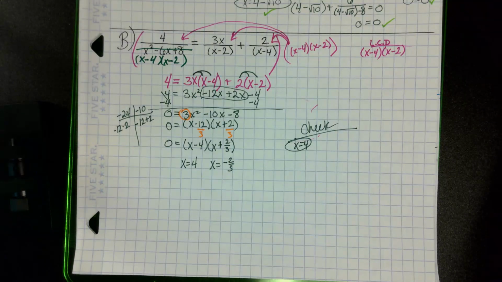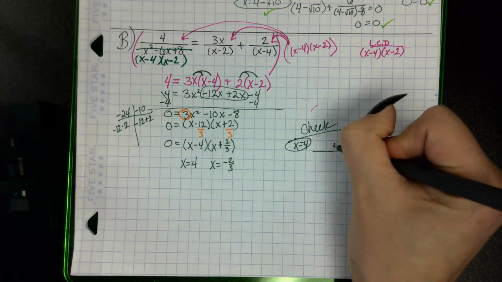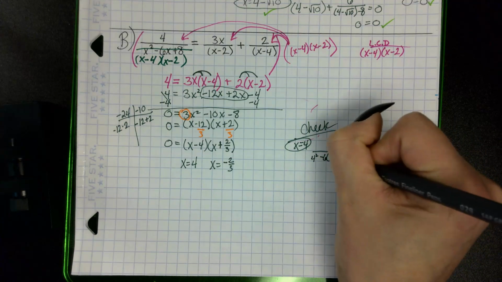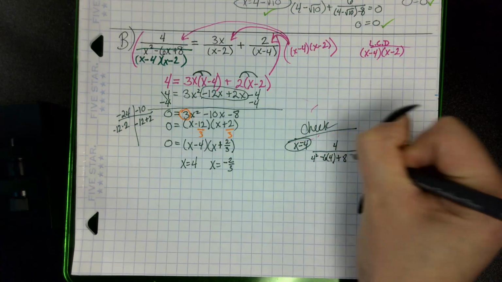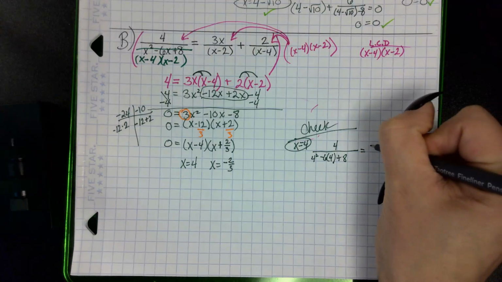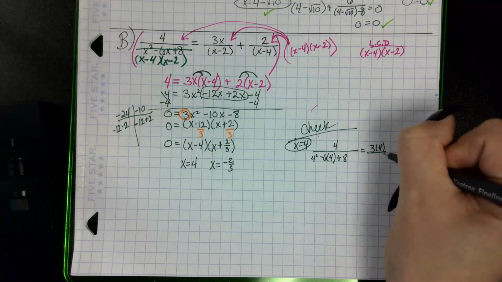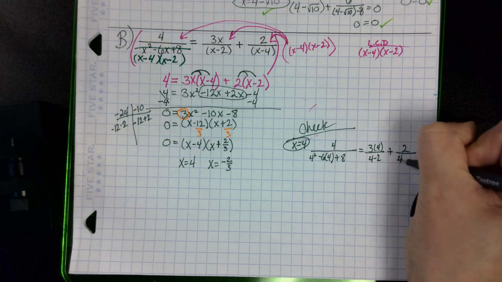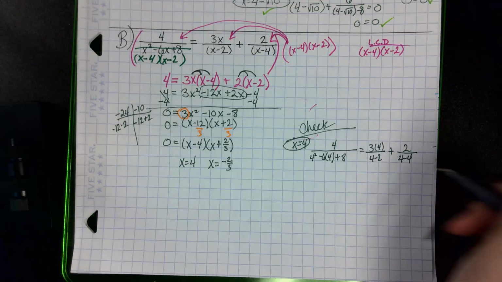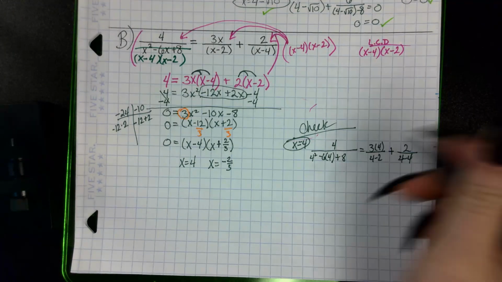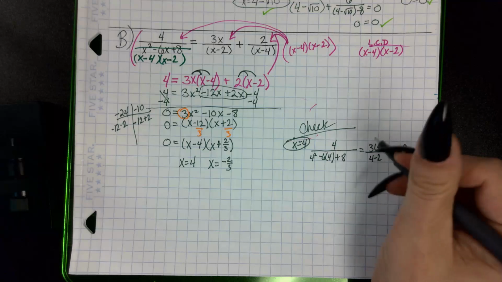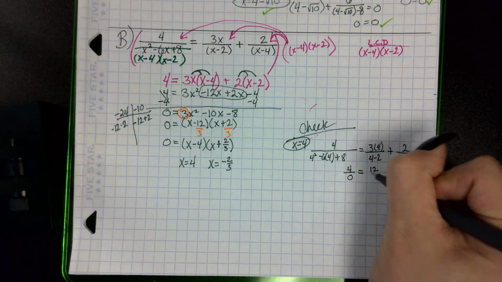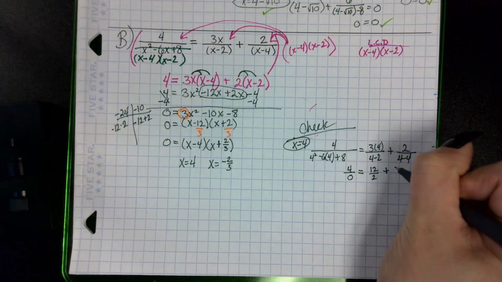Everywhere there's an x, I'm going to put in a 4. So in the numerator, it's 4. The denominator, now I have 4 squared minus 6 times 4 plus 8 equals the numerator 3 times 4 over 4 minus 2 plus 2 over 4 minus 4, which gives me, if I simplify just each fraction, wherever there's multiplication, I have 4 over 0 equals 12 over 2 plus 2 over 0.